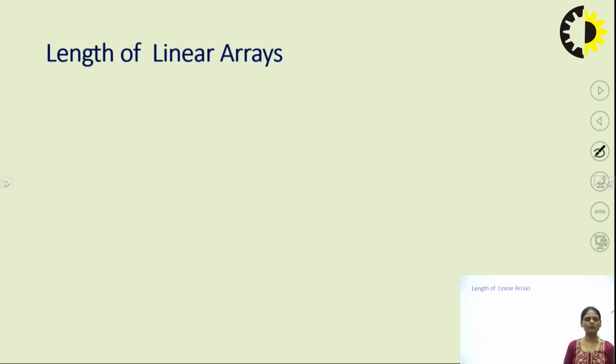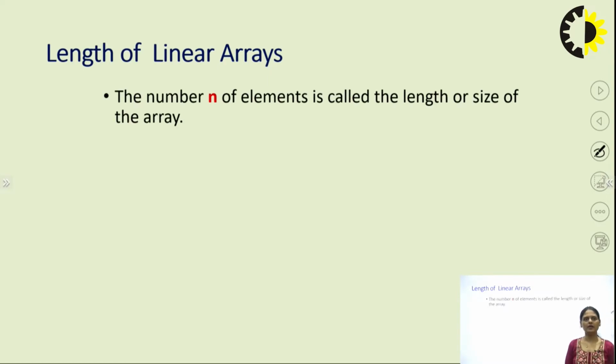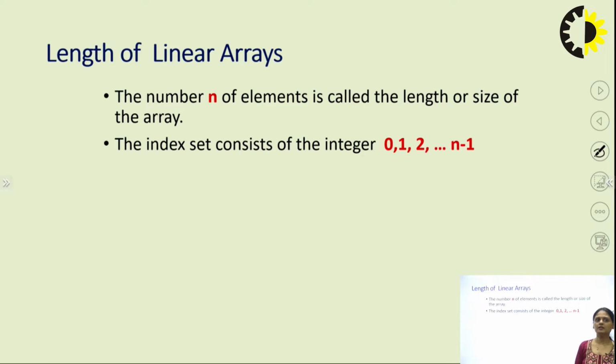Now, how to find the length of the array? In data structures, we are focusing on the calculation of the length of the array, how many elements are there inside a linear array, or we can say 1D array. The number n of elements is called the length or size of the array. The index set consists of the integers 0, 1, 2 up to n minus 1, as we have seen in the example earlier.